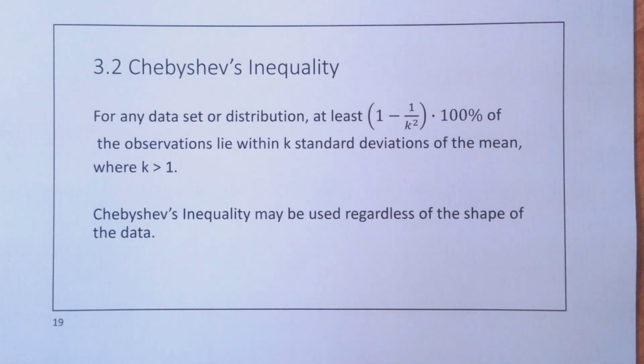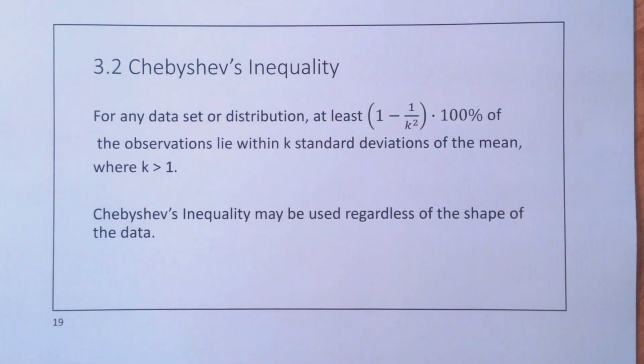Alright, in this video I'll be going over Chebyshev's Inequality. I don't know if that's how you say it, but it sounds pretty cool, so I'm going to go with it. It says here, for any data set or distribution, at least 1 minus 1 over k squared times 100%. So basically just take this value in the parentheses, which will be a decimal, and turn it into a percent. But at least that percent of the observations lie within k standard deviations of the mean, where k is greater than 1.